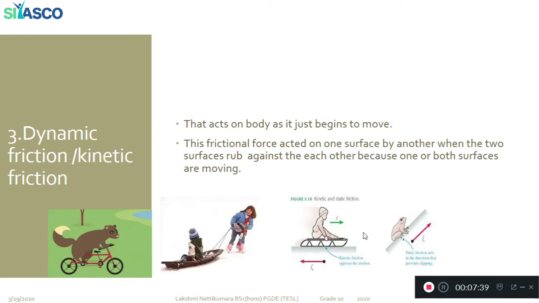Dynamic friction or kinetic friction. As explained, dynamic or kinetic friction acts on moving bodies. This is the frictional force acted on one surface by the other when the two surfaces rub against each other and one or both surfaces are moving. Here you can see the two surfaces rubbing each other. In this situation, only this one moves. But in certain situations, both surfaces are moving.